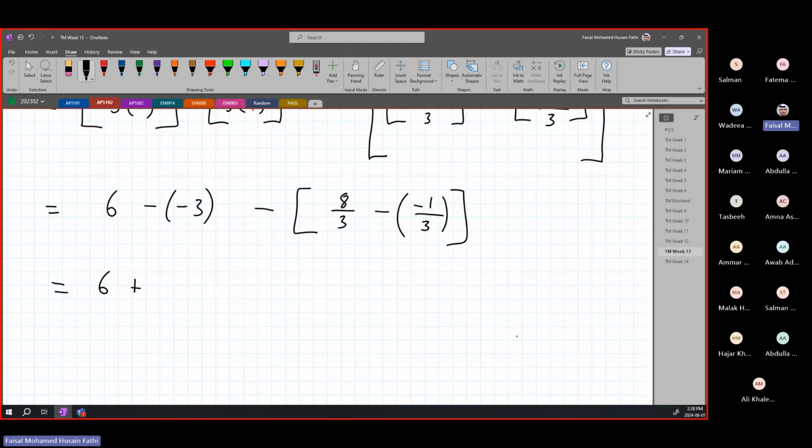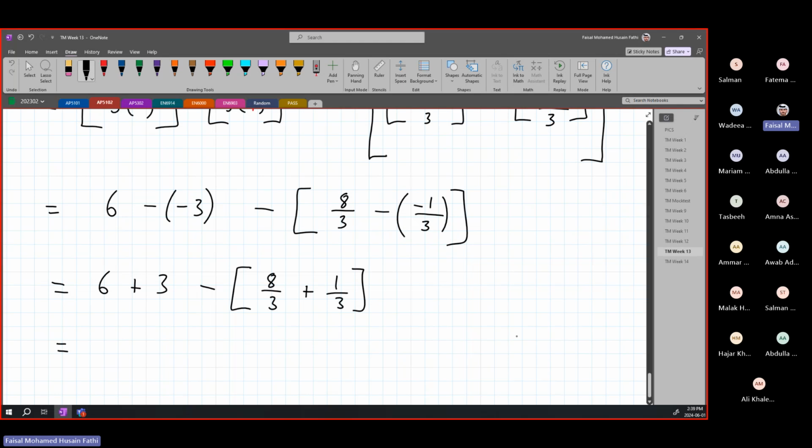So this will become 6 plus 3 minus 8 over 3. Minus and minus becomes plus 1 over 3. All right? So this is going to be equal to 9 minus 8 over 3 plus 1 over 3 is 9 over 3. So it's 9 minus 3, which is equal to 6.